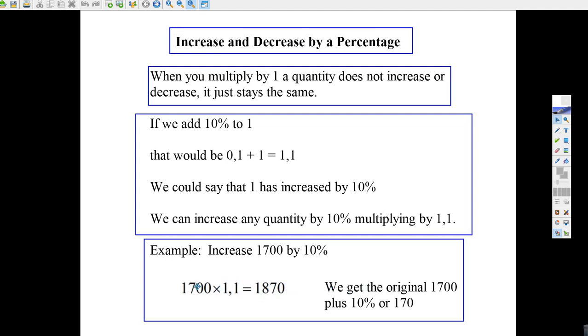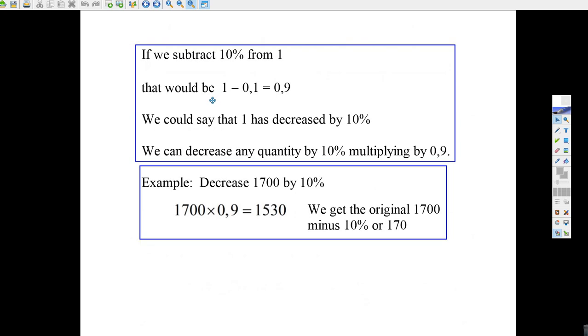If we multiply it by 1, we get the 1,700. But 10% of this is 170. 10% of 1,700, if you go 10 over 100, or 10% times 1,700, you get 170. If you add them together, that gives you the 1,870. Now, you can do the problem separately like that, but you just multiply by 1.1. You get the answer straight away.